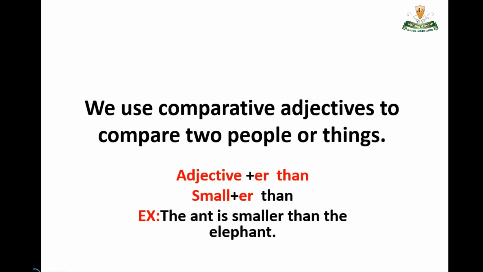We use comparative adjectives to compare two people or two things or two animals. We add er at the end of the adjective, then the word than. For example, the word small. This is the adjective. We put er at the end of the word, then we put the word than. So you can say the ant is smaller than the elephant.